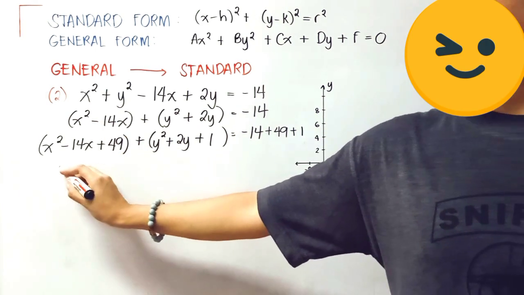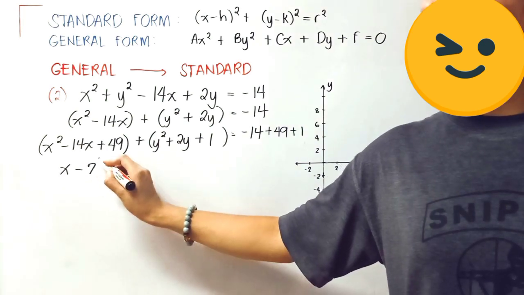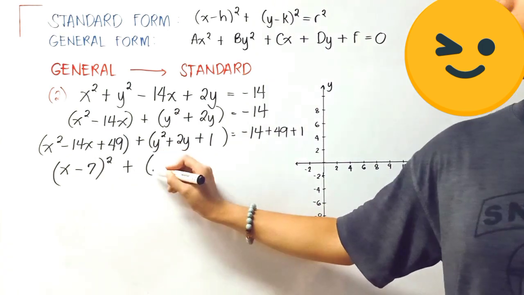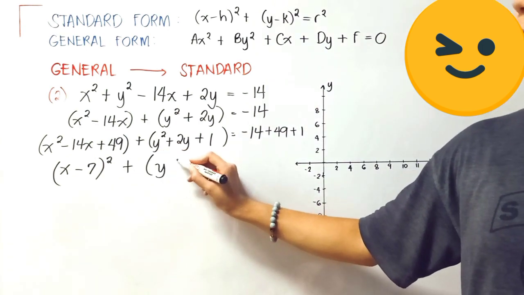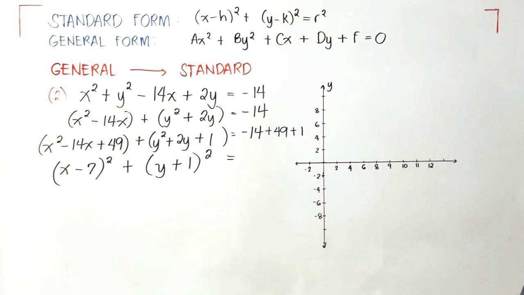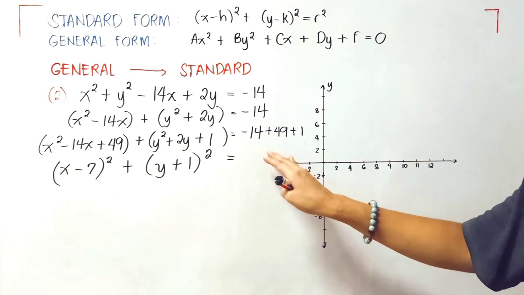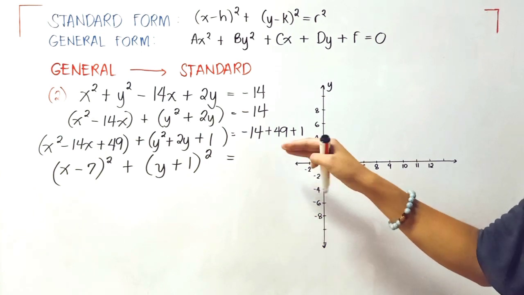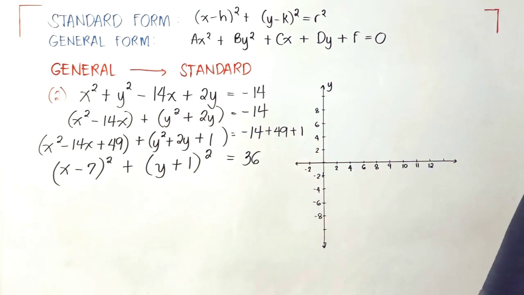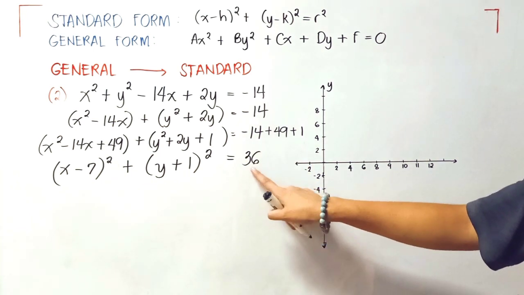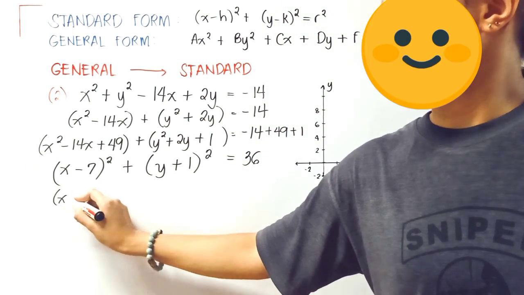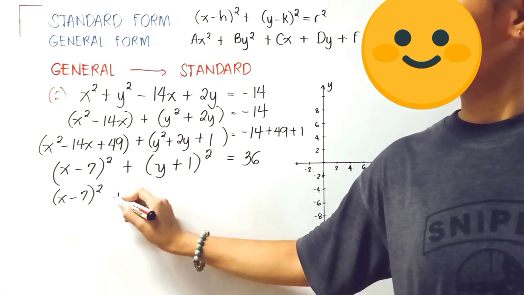We can now factor this one. We have x minus 7 quantity squared. Again, negative 7 is from negative 14 divided by 2. Then y plus 1 quantity squared. Again, that is taken from 2 divided by 2. And on this side, we have to perform or operate this to give us positive 36. Now looking at our standard form, we still have to make our right side into r squared. So let us rewrite this portion.